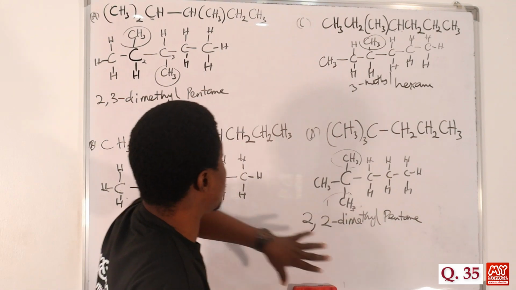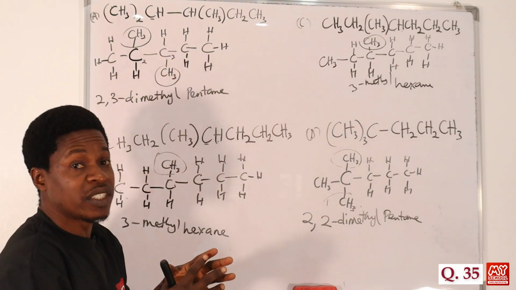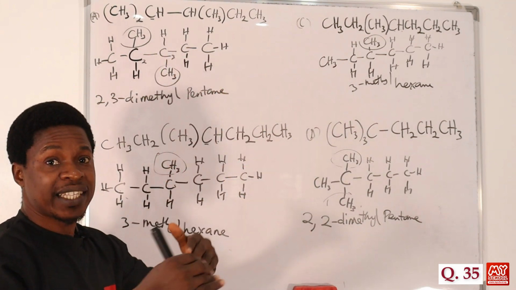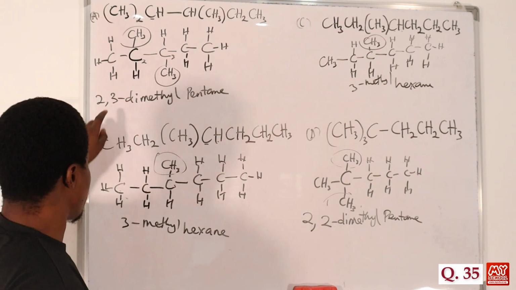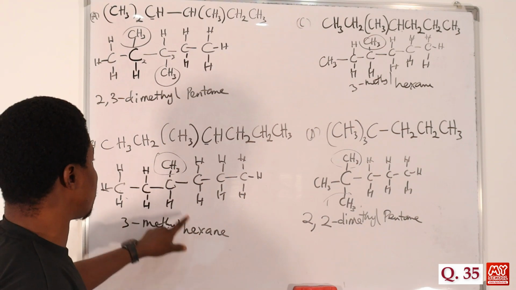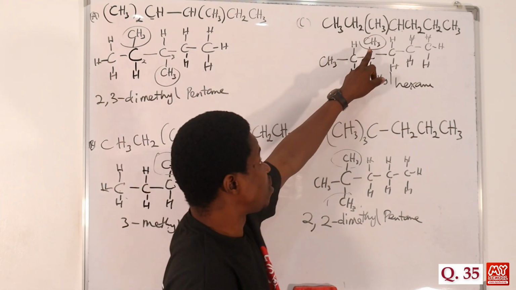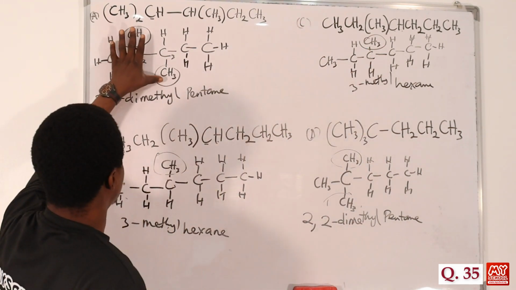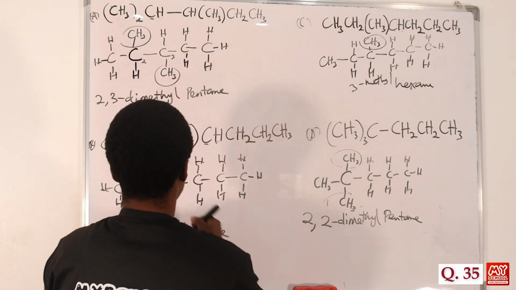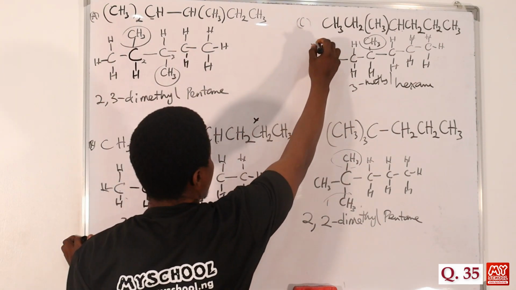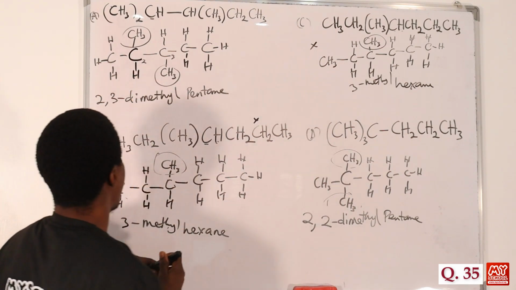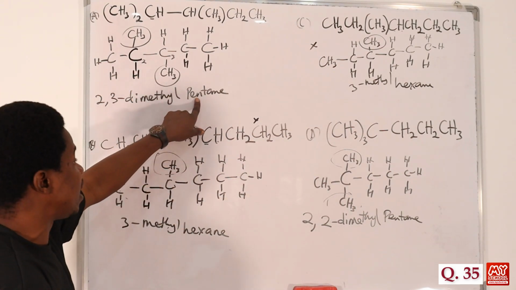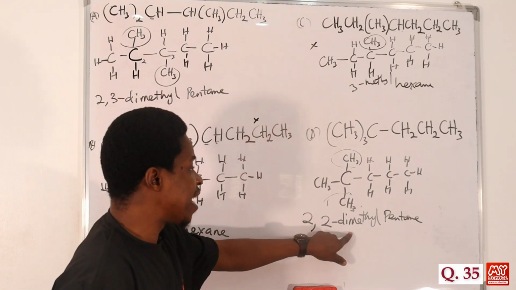So if you look at all of these options, remember we are talking about the more the branching, the better the octane number rating. Here we have 3-methyl branching, just one branch here and just one here. For this we have 2 here and 2 here. So let's nullify options B and C. So we have options A and D. This is 2,3-dimethylpentane, and then we have 2,2-dimethylpentane.